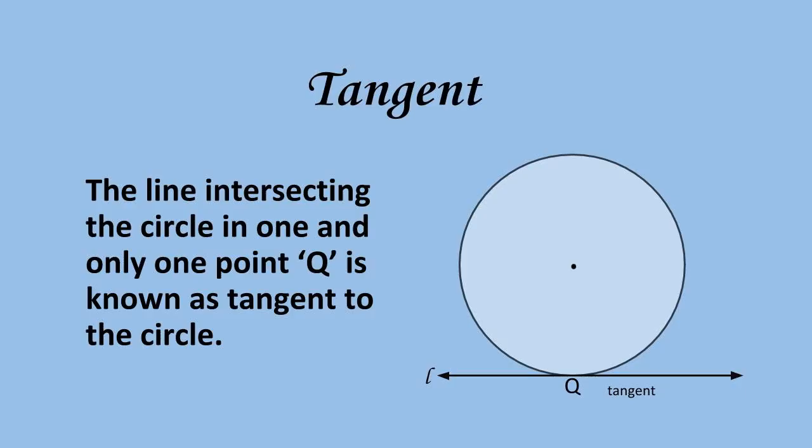Now let's talk about tangent. So what is a tangent? A tangent is basically a line which intersects the circle in one and only one point. So over here we have that point as point Q. So line L is the tangent to the given circle passing through point Q.